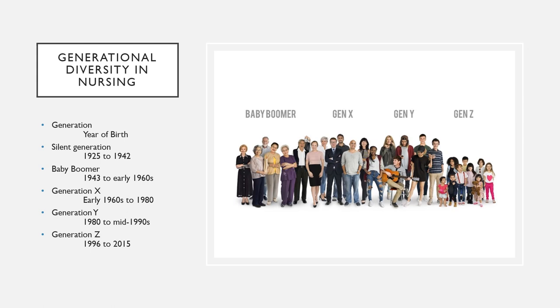We know that different generations bring different values to the workplace. The silent generation or veteran generation, those born between 1925 and 1942, represent a very small amount of employed nurses. These nurses tend to be more risk averse, highly respectful of authority, supportive of hierarchy and disciplined. Their work values are traditional, and they are often recognized for their loyalty.